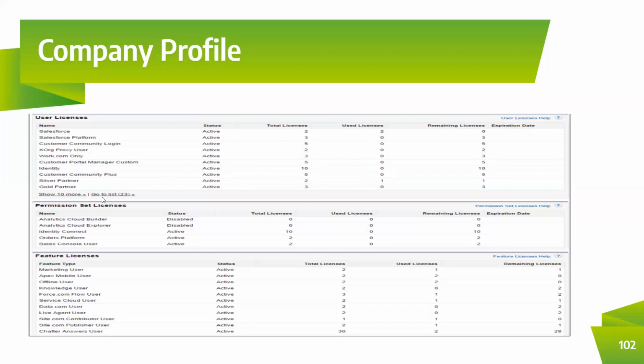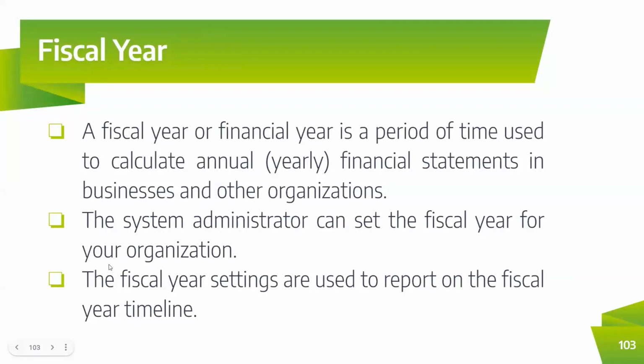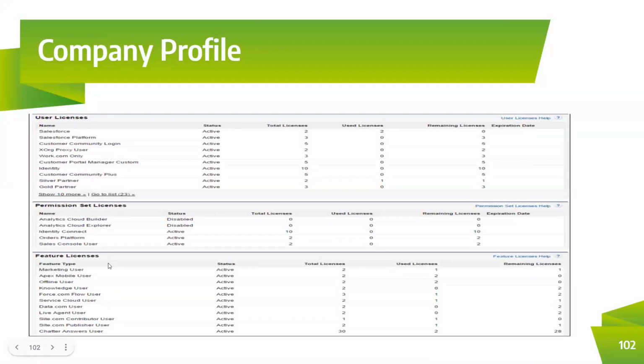So you're going to have a permission set here. Then future license, what are the future licenses that are available? It's going to give all the information here, right? So with this, the company profile is getting over.